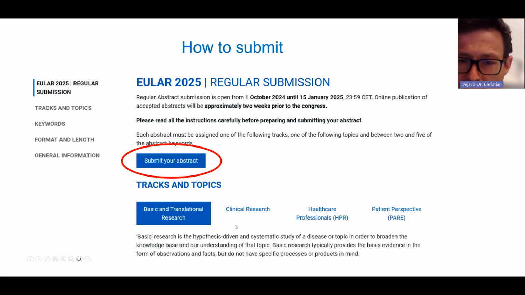So the main categories are the basic and translational research, the clinical research, healthcare professionals, and para. If some of you are pediatricians, then you probably notice that there is no topic for pediatrics anymore, because there was the request from the pediatric committee to include that in the regular submission process of clinical and basic research.